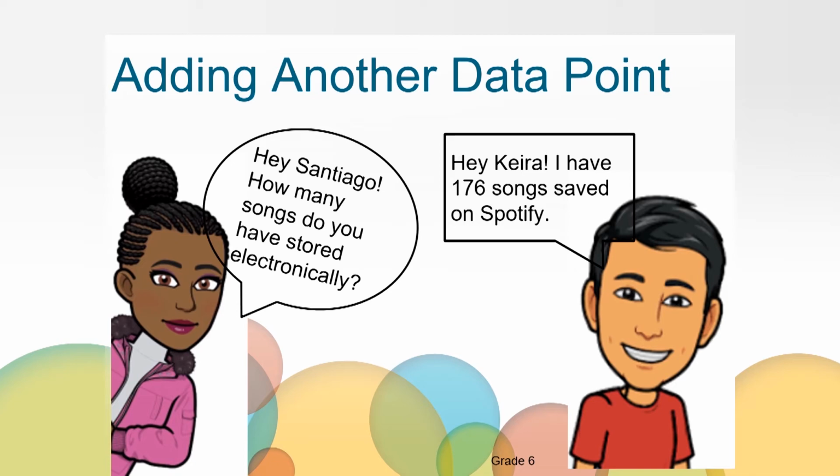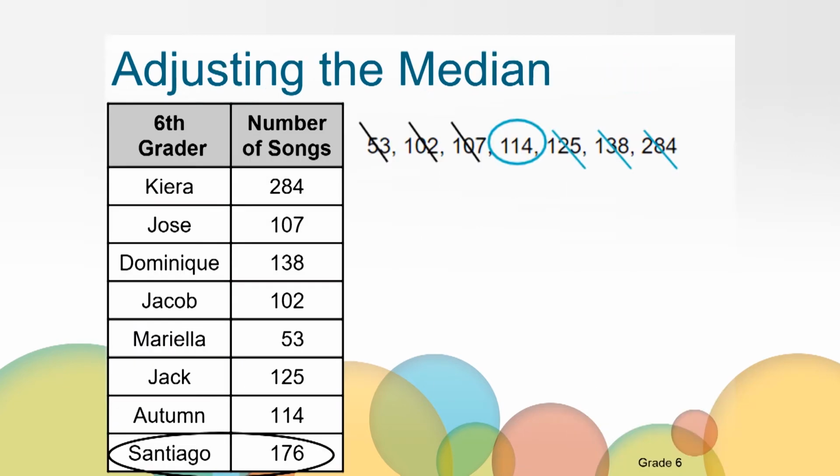Kira forgot to survey Santiago. He was absent yesterday. Kira asked, "Hey Santiago, how many songs do you have stored electronically?" Santiago said, "Hey Kira, I have 176 songs on my Spotify account." Kira needs to add this value to her set of data. So now Kira has added Santiago and the number of songs he has on her chart. How do you think Santiago's data will impact the median? Make a prediction and record your thinking.